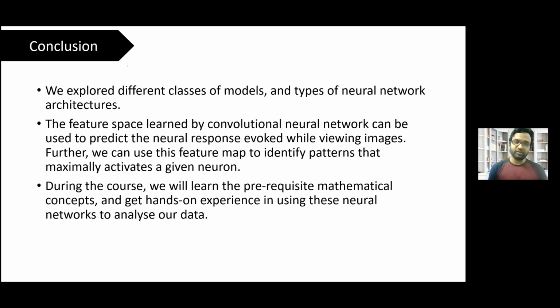So what we have seen so far is that we have explored different classes of models and also the different architectures available. And now we have also learned what feature spaces are learned by these convolutional networks and how they can be used to predict the neural response while viewing images, although they can also be applied to other modalities of audio, motor response and other things. And we saw how we can use this feature map to identify the neurons which give maximum activity. During the course, we learned some of the prerequisite mathematical concepts and gained hands-on experience building these neural networks to analyze the data.